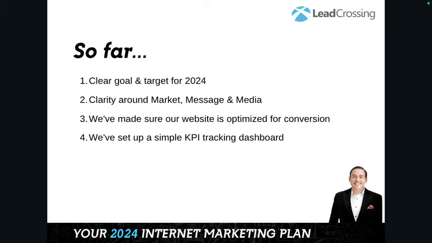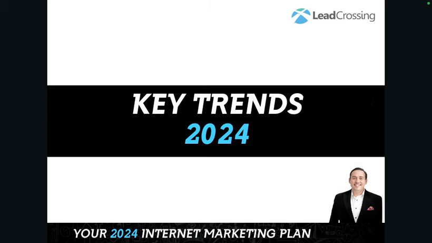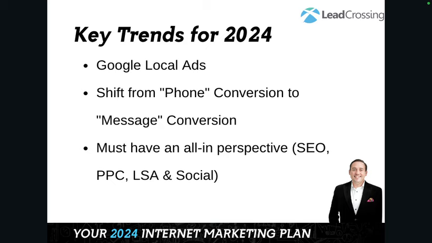Those are examples of some of the things you want to track. So far, we've talked about setting a clear goal and target. We've talked about marketing and messaging and media. We've talked about website optimization and conversion, and we've talked about KPI tracking. So now let's talk about some of the trends that we're seeing.